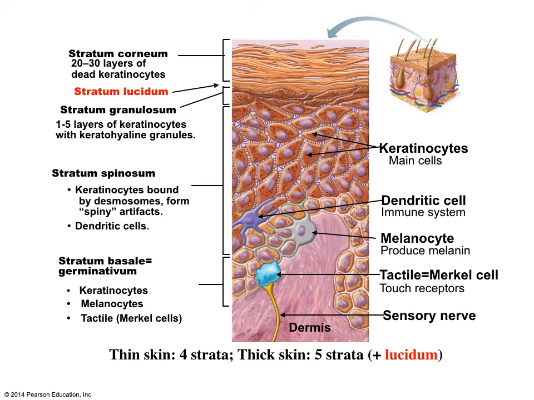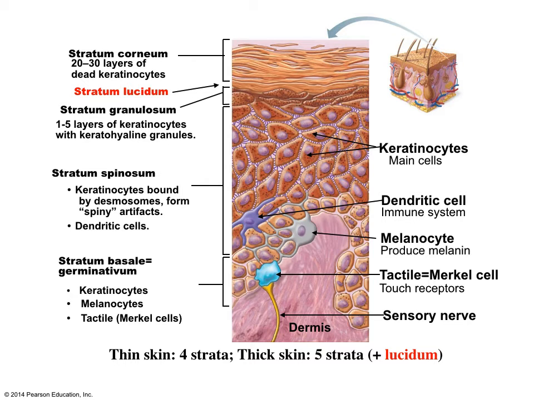Moving up from the stratum basale, you will see a fairly thick stratum spinosum, where the keratinocytes appear spiny because they're stretched by the desmosomes during the process of tissue preparation. Also, you will find within the stratum spinosum the dendritic cells. Dendritic cells are part of our immune system.